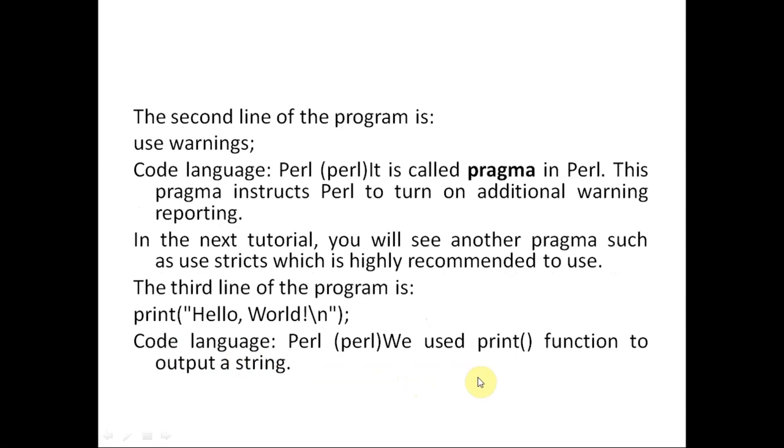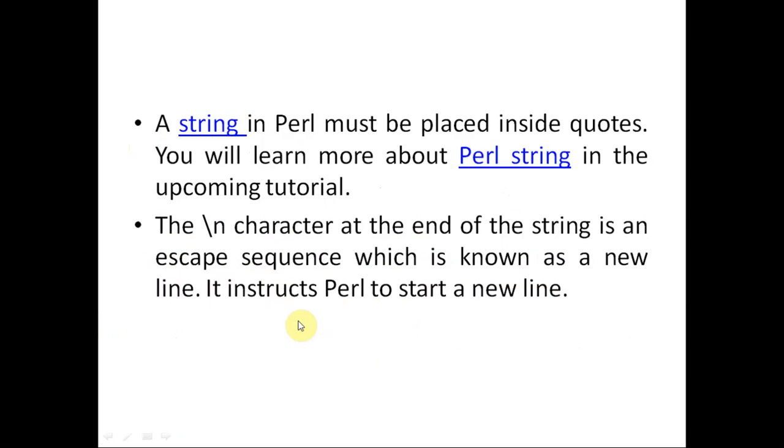Then the second line, use warnings. It is called a pragma in Perl, and this pragma instructs Perl to turn on additional warning reporting. For that we are using use warnings. In the next tutorial, we will see another pragma, use strict. First is use warnings, then you can use strict, which is highly recommended. Then the third line, print whatever you want to print. So this is the explanation for this program.